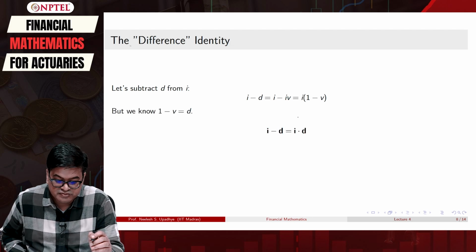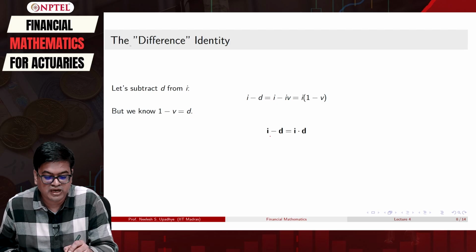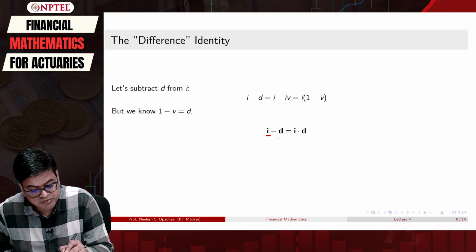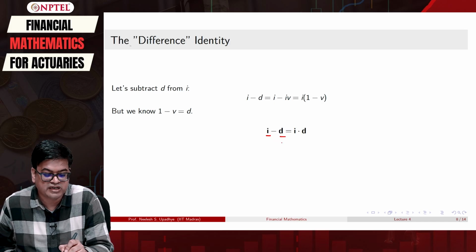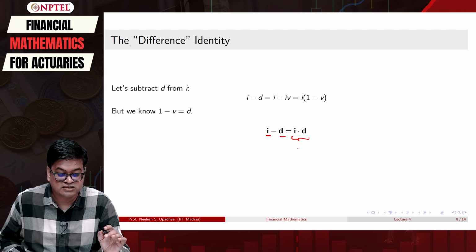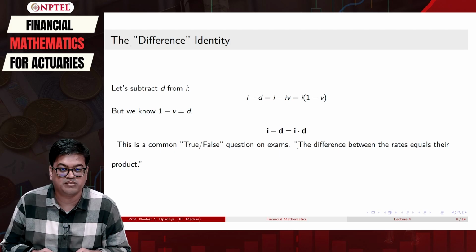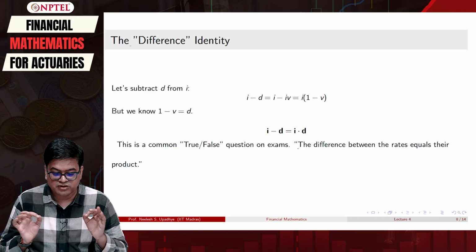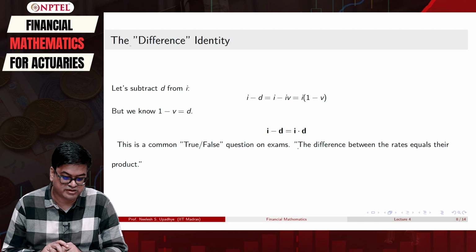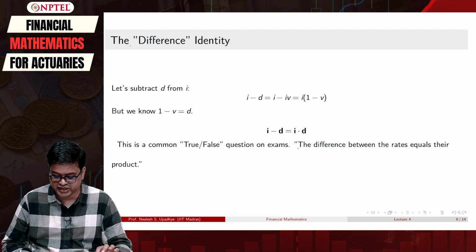if I put 1 minus V equal to D, I minus D is ID. That means the difference between the interest rate and discount rate is equal to the product of these two. Okay, and this is actually a very important true or false question in your exam FM. The wording will say the difference between the rates is equal to their product. So this you should always remember, and this is a very important identity for exams.